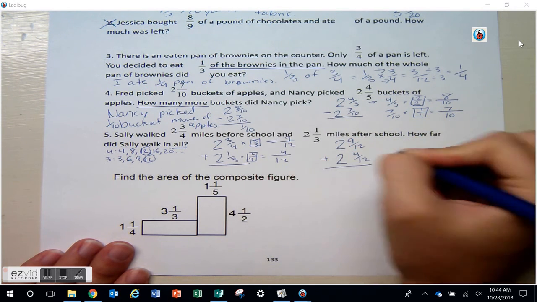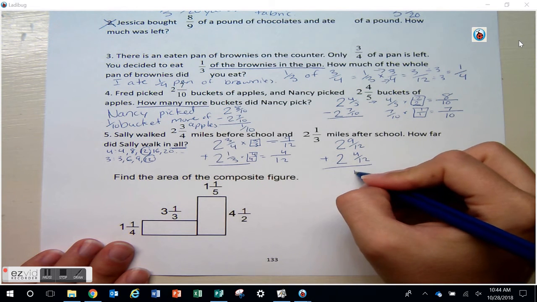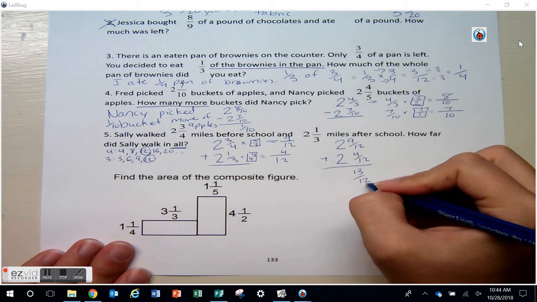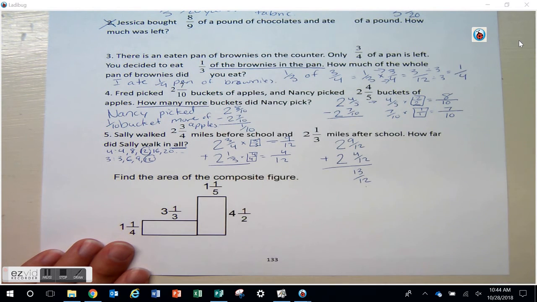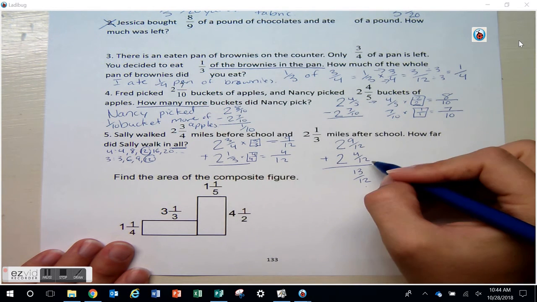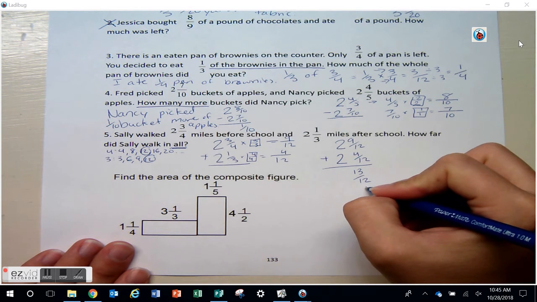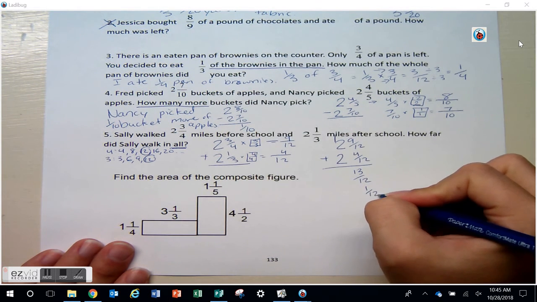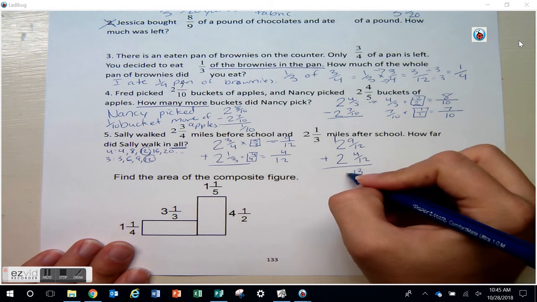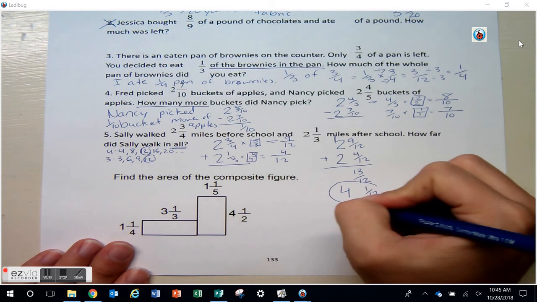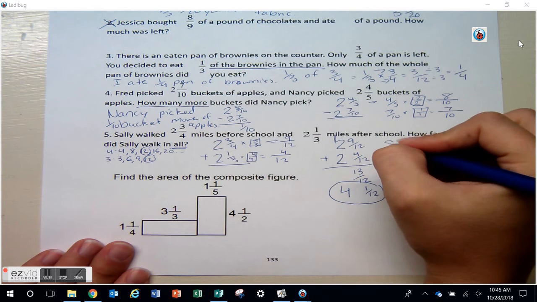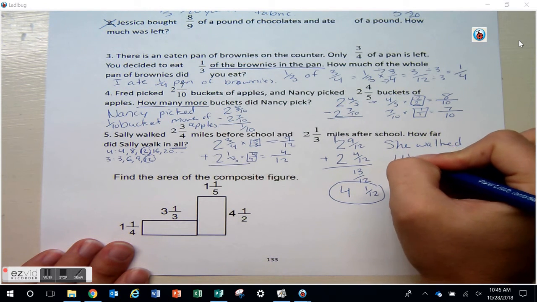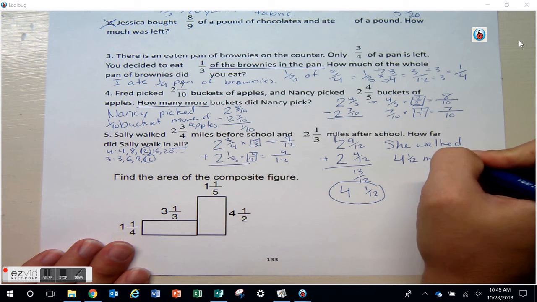Well, 9 plus 4 gives me 13 twelfths. That's more than I need. So I'm going to change that to a mixed number and regroup that. So 13 divided by 12 is 1 whole and 1 twelfth left over. 1 plus 2 is 3. 3 plus 2 is 4. So she walked 4 and 1/12 miles in all.